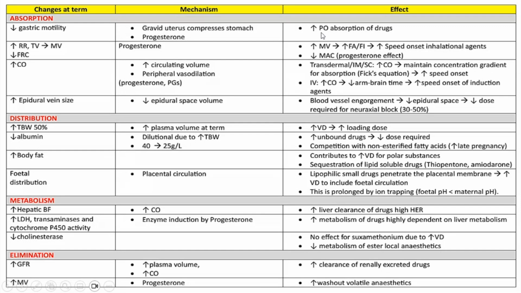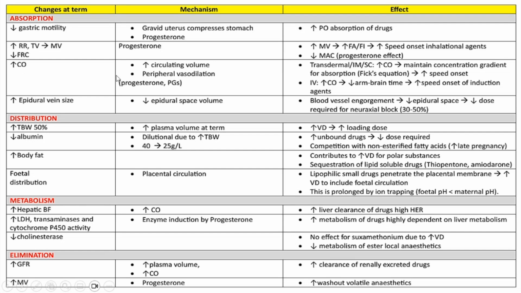The longer the drug stays in your stomach, the more absorption of oral drug increases. Then there are the respiratory changes, which reduce FRC and increase minute volume, also secondary to progesterone. This increases the speed of onset of inhalational agents because it increases the FA/FI. The progesterone effect is also the reason why a pregnant patient needs only a lower MAC to achieve the same pharmacodynamic effect.